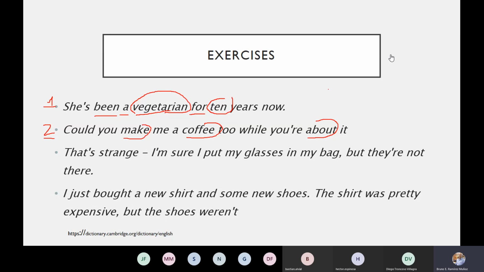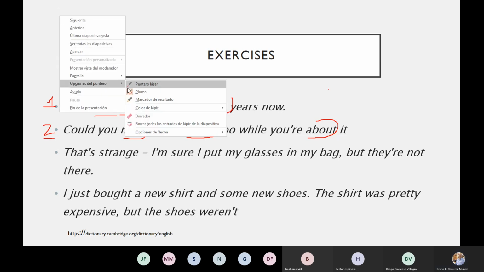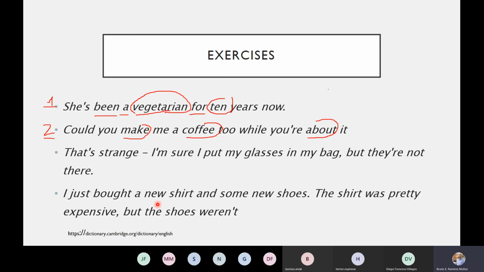Remember that all content words only have one form, which is the strong one. And the function words have a strong or a weak form. So in the case of both new, the first one is new, it's going to be new again here in new shoes. I just bought a new shirt and some new shoes.